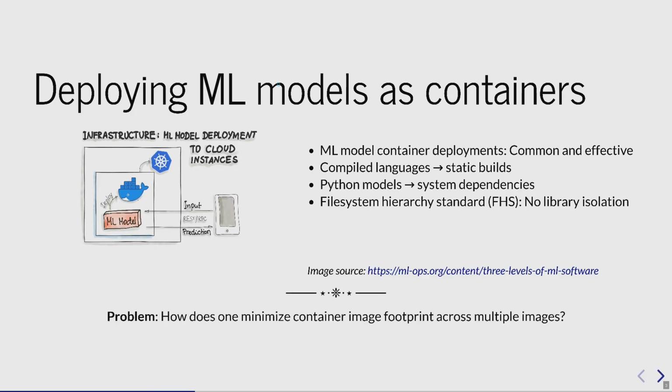So the problem that I would like to propose a solution to is how does one minimize container image footprint across multiple images? This came up earlier this year. I work on an LLM-based chat feature inside of our SaaS product at Broadcom. We have a model microservice architecture, and at the outset, those model microservices had a footprint of somewhere around 16 gigabytes across three ML model container images.